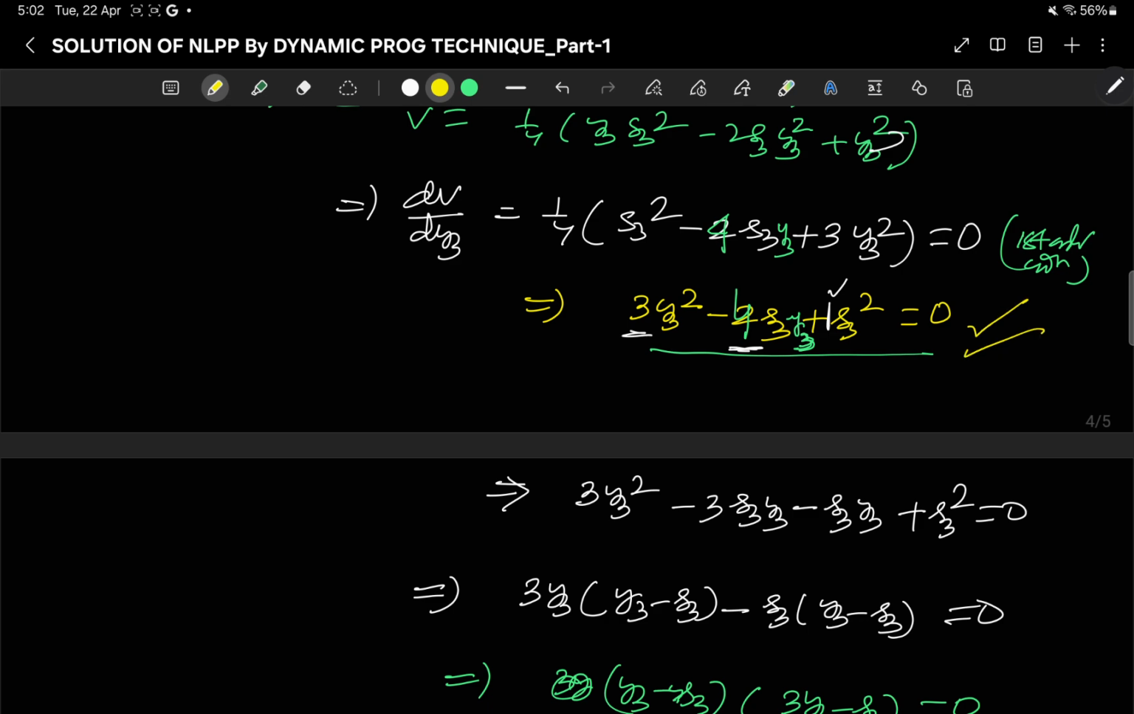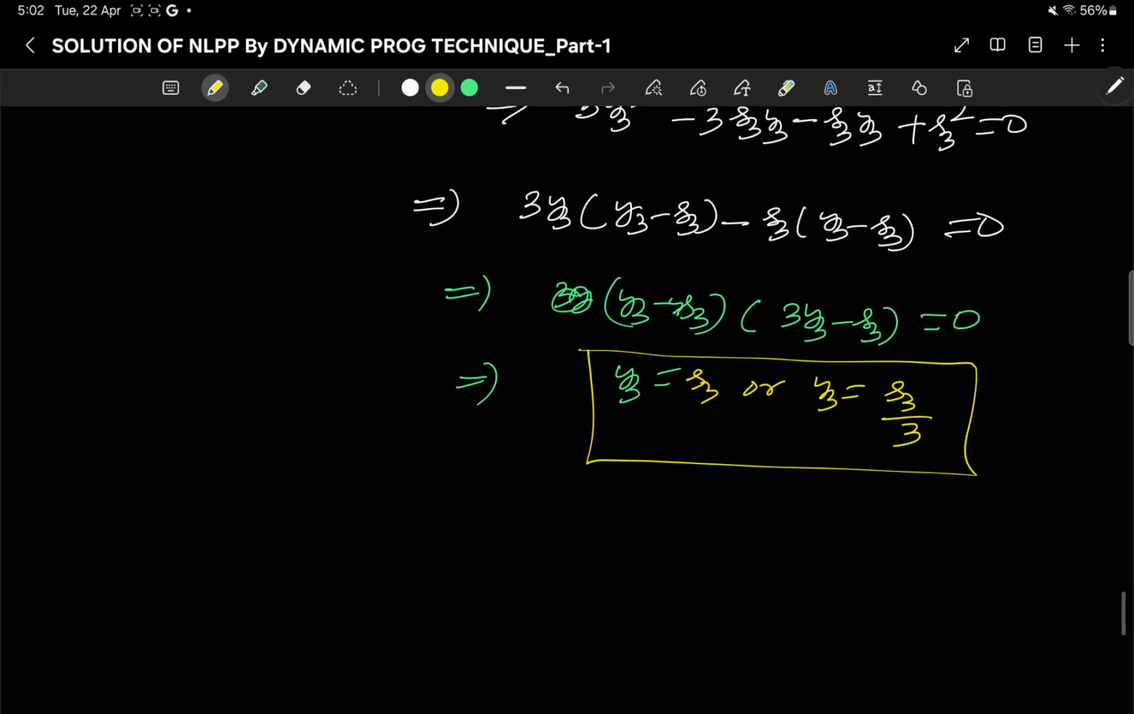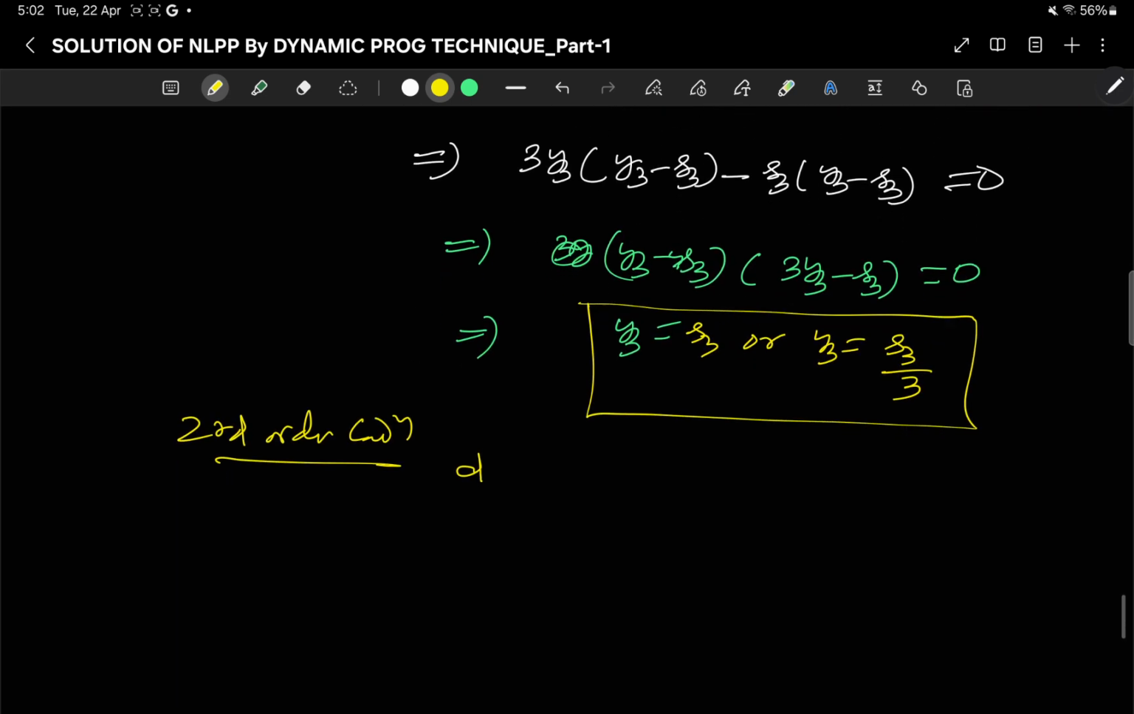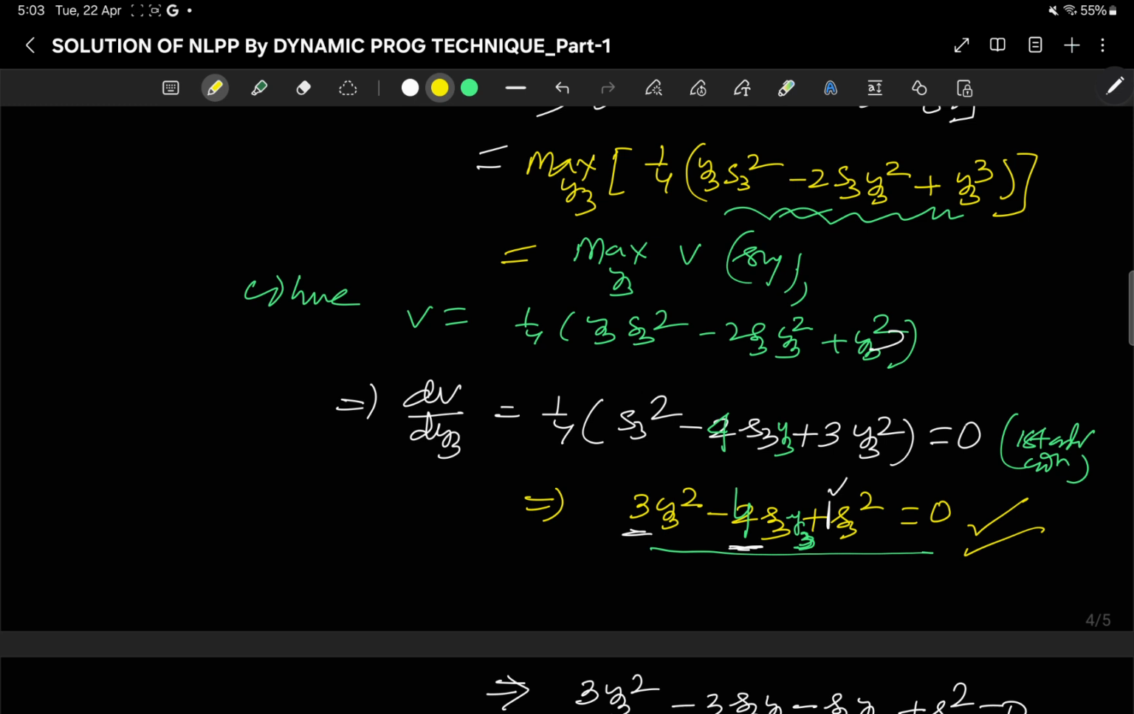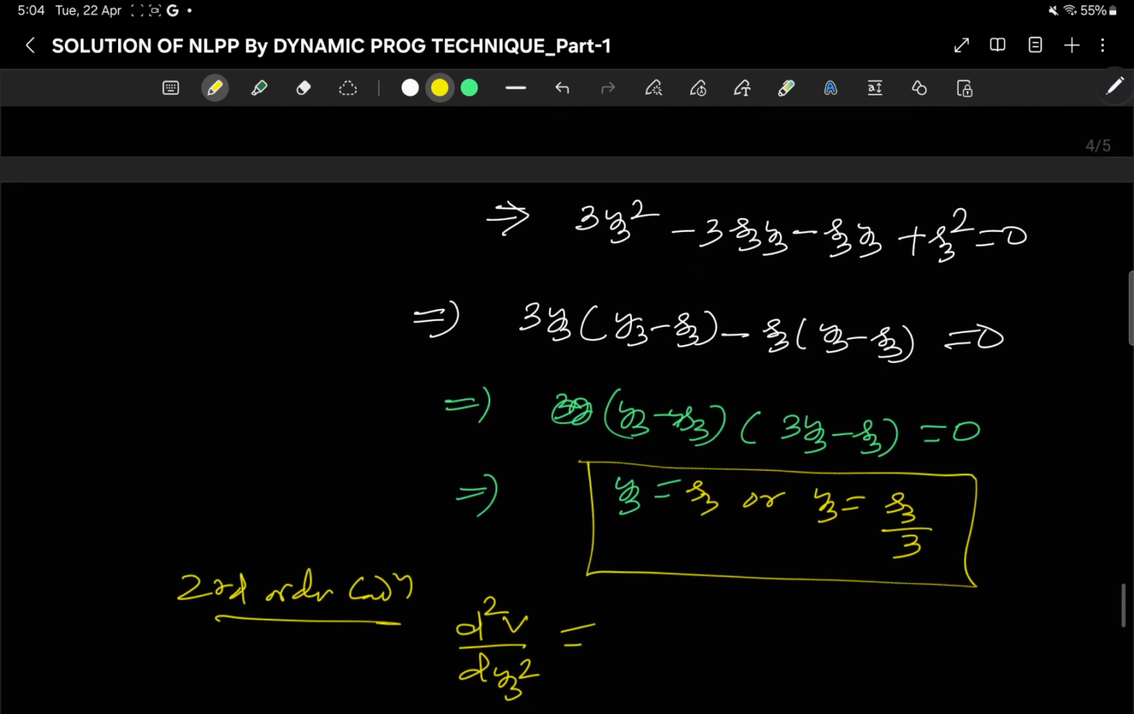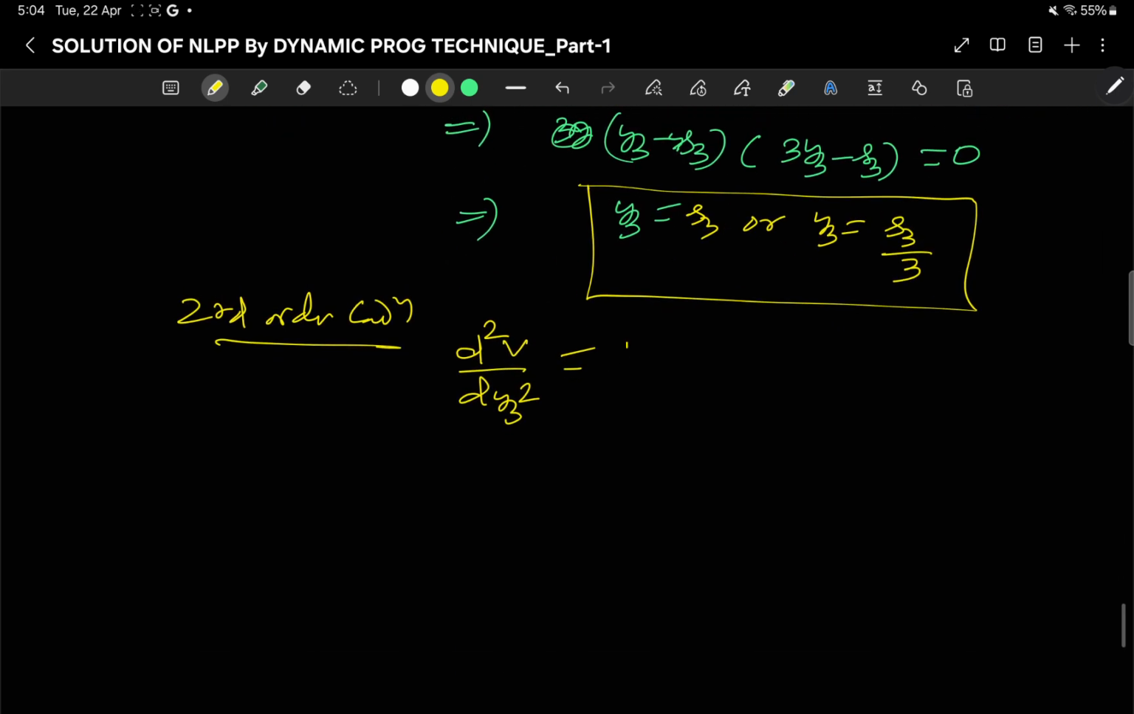Now we have to ensure the maximum. So what is my second order condition? Here d²v/dy3². We differentiate this twice. This is 0, and so this will be my 1/4 (6y3 - 4s3), right? 6y3 - 4s3. So now we check at this point and this point.